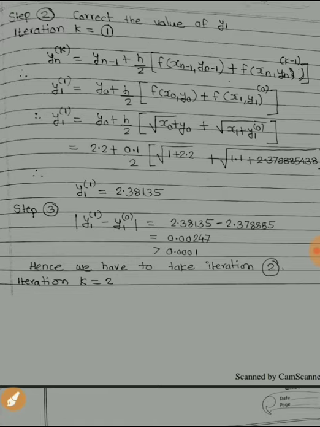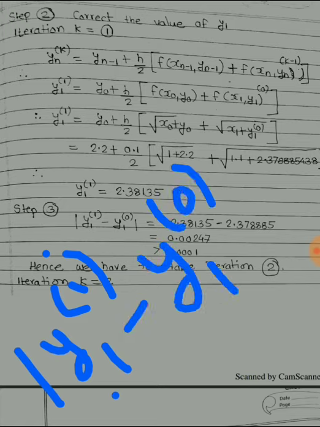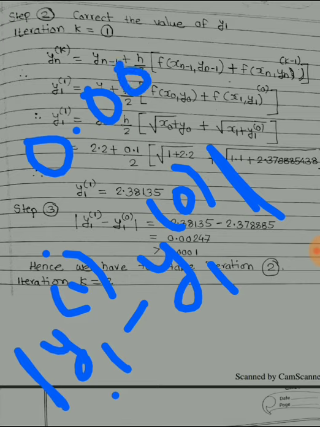If this is the value after correction, I am going to check now how much accuracy I have got. And how to check that? To check the accuracy, I am going to take the value of y after correction, that is y1 raised to power 1, minus the value of y before correction. So the magnitude part, definitely, as mentioned in the problem, you must have the accuracy 0.0001. So I need to check whether that accuracy is achieved or not.